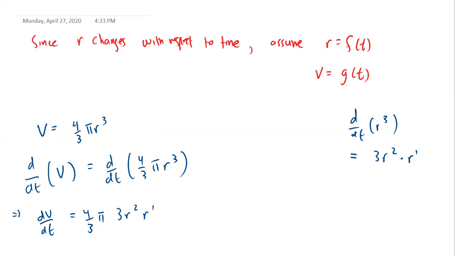And then just plug in all the information. You're given dV/dt, you're given r, and you want to solve for r prime. Okay. So you can do the rest. This is as far as I'm going to go.